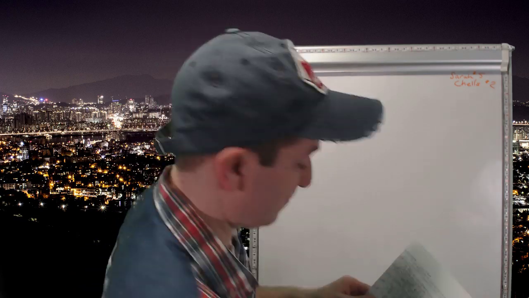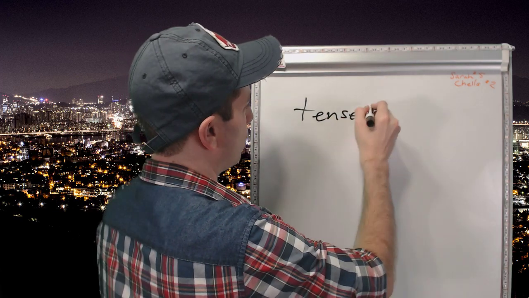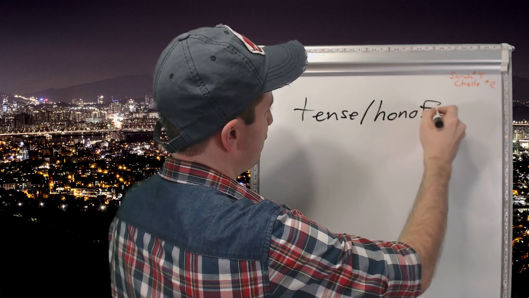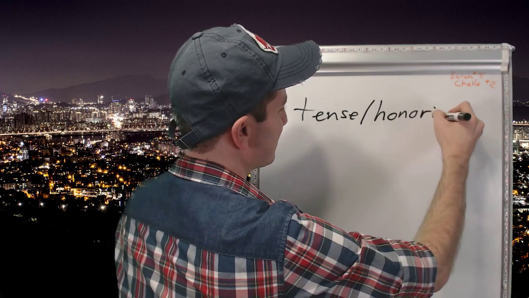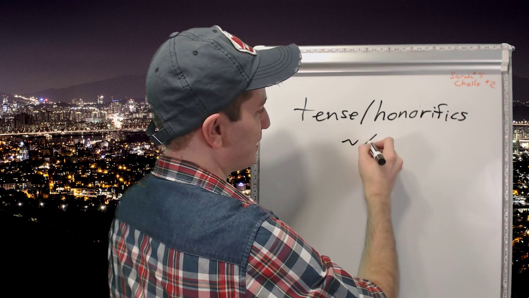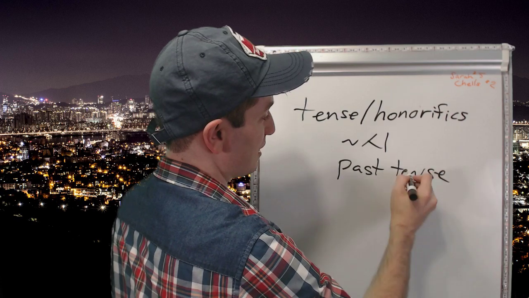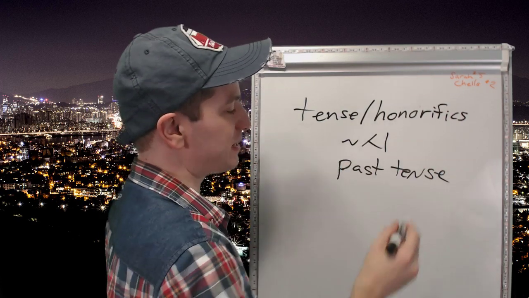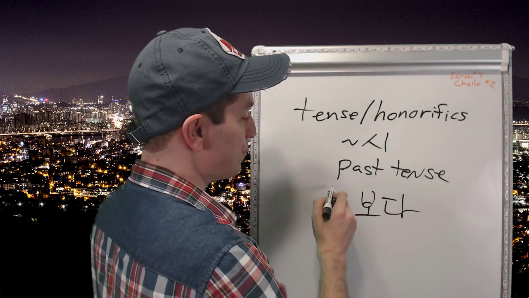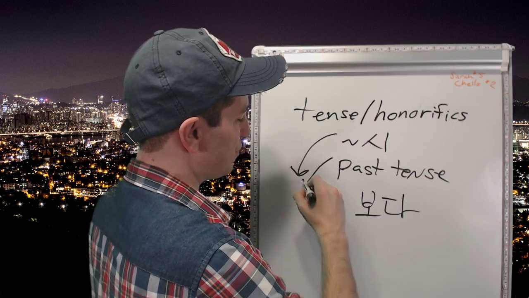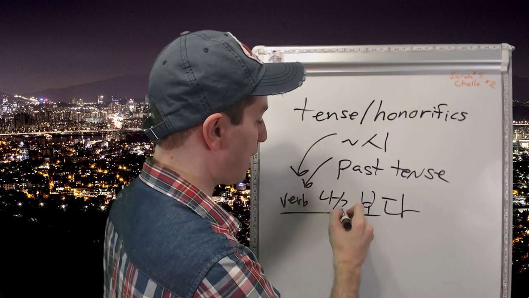One more thing. If you're going to add any sort of tense or honorifics, like the 시 ending or past tense, just past tense, we're not talking about future tense yet. So if you wanted to add past tense or honorifics, you do that before the 보다. You're not going to add those onto 보다. You're going to add them onto the verb that goes before 나 or 가 보다.